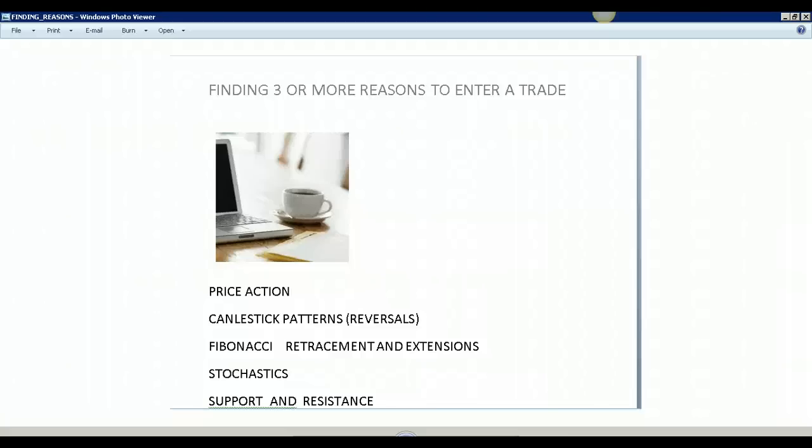Hi traders, in this tutorial we're going to look for high probability setups. We're looking for 3 or more reasons to enter a trade. We're going to be using price action techniques, candlestick patterns, reversals, Fibonacci extensions, retracements, stochastics, and previous support and resistance levels. So let's get started.